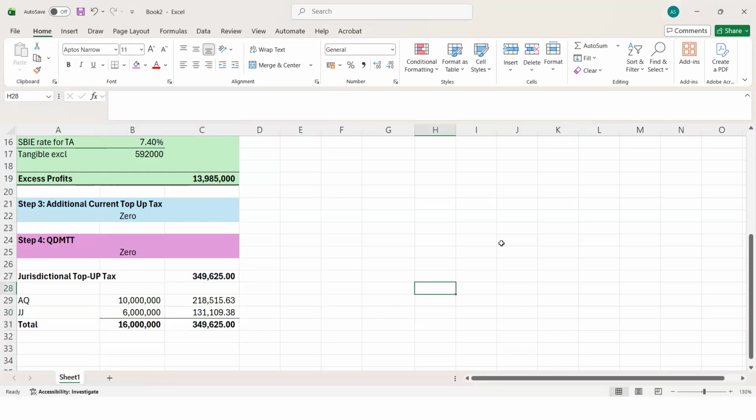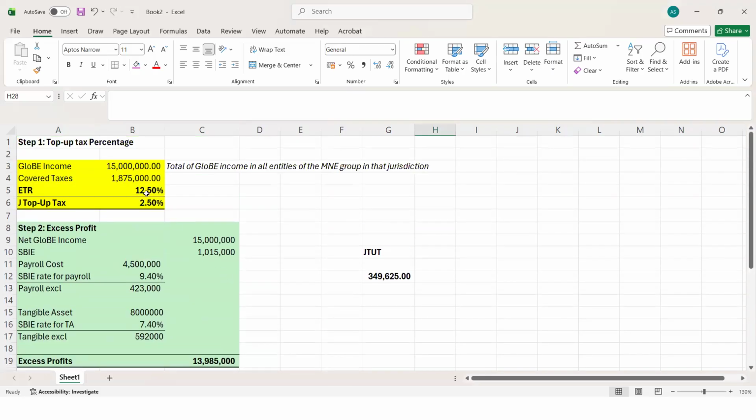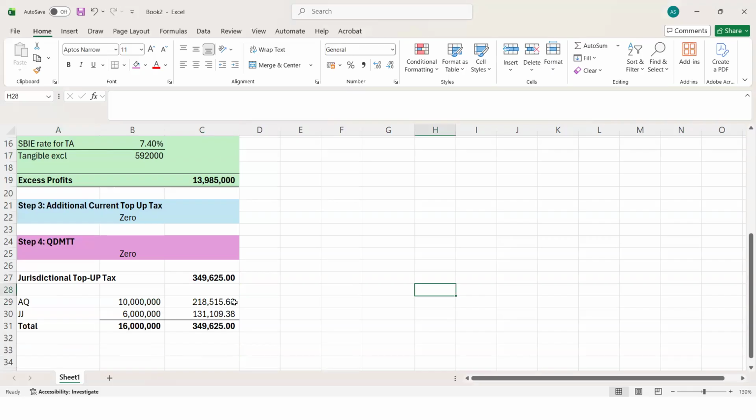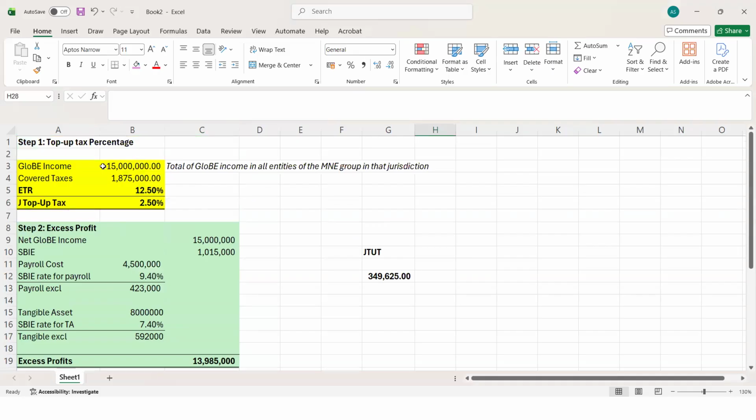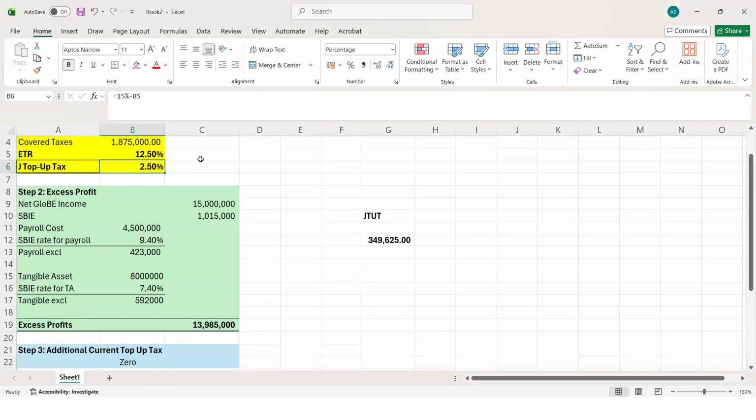Is it clear how the jurisdictional top-up tax is distributed? First, how jurisdictional top-up tax is calculated, and then how it is distributed. Is it clear? So we'll just revisit. You have to find the top-up tax rate by taking a total of all entities. While taking this total, you will include loss-making entities also. Okay, and then you will find out how much is the top-up tax that you are calculating.